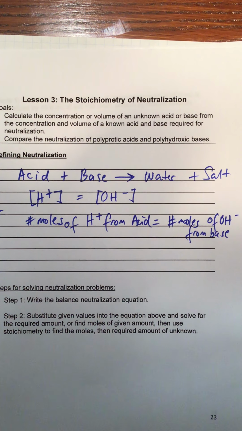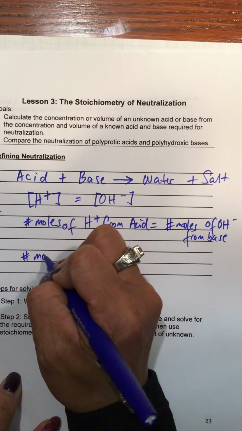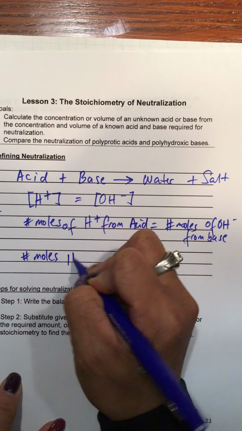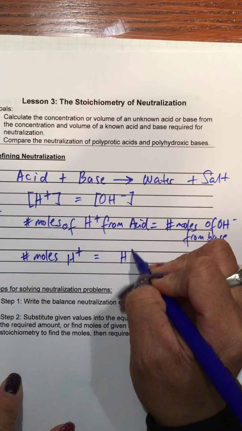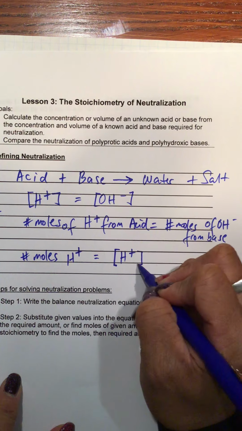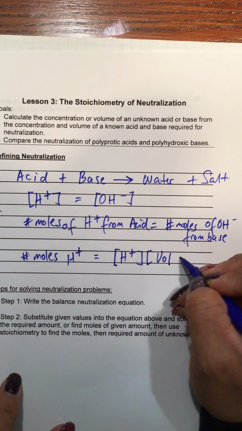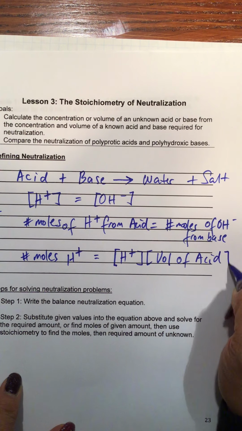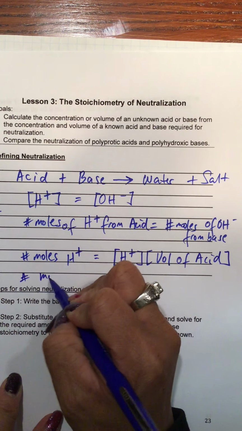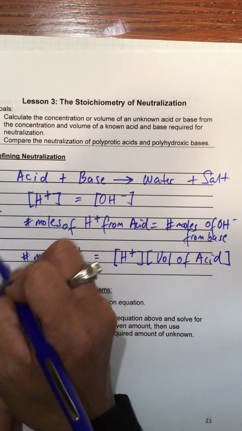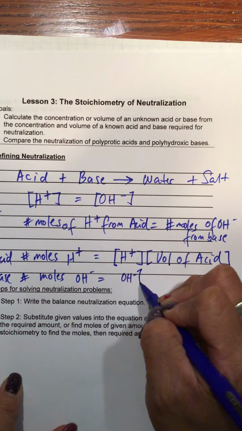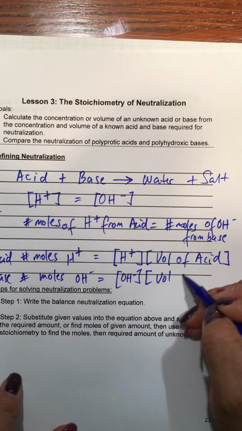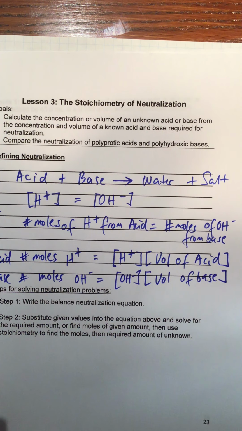So if we were mixing solutions of known concentration, the number of moles of hydride is equal to the concentration of the hydride multiplied by the volume of the acid. And same thing with the number of moles of hydroxide in a base. This is an acid and this is the base. You will have the hydroxide concentration times the volume of the base.